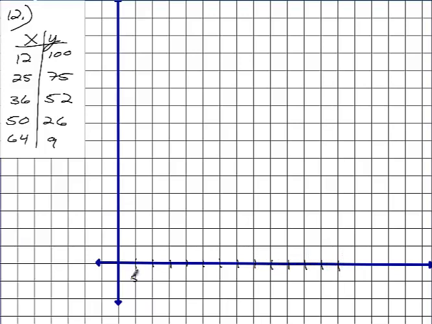All right, so 5, 10, 15. All right, so again, do I have to label everything? No, I just need to give enough so I can show my reader what my scale is. So what should I count by on the y's? 10?